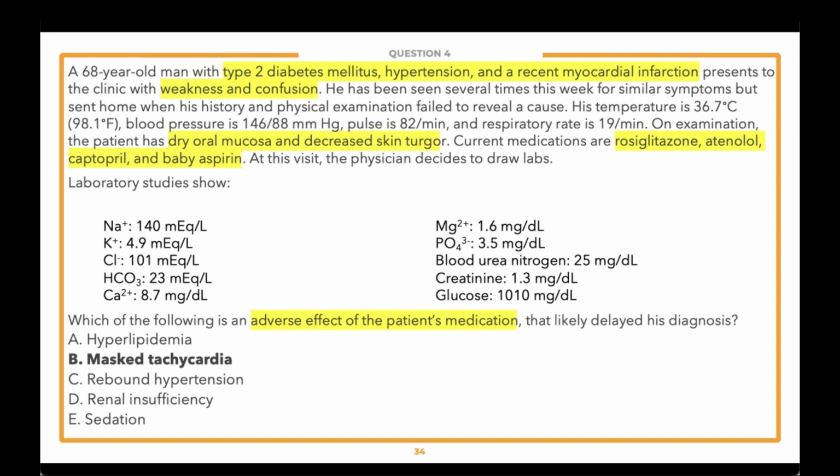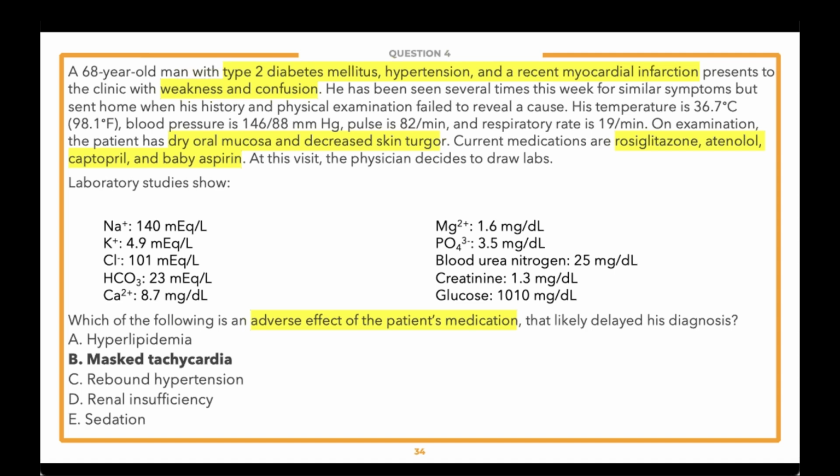But did it delay the patient's underlying diagnosis? What was the patient's underlying diagnosis? The patient has glucose of 1,000 and kept having episodes of weakness and confusion. So what could that be? And of note, the patient had a recent MI. After the MI, the patient might have had some medication adjustments. So what medication could have been recently added? The atenolol, a beta blocker, right? If a beta blocker was added, there may have been some new component added to what's going on here. So I want you to think about what's going on here.